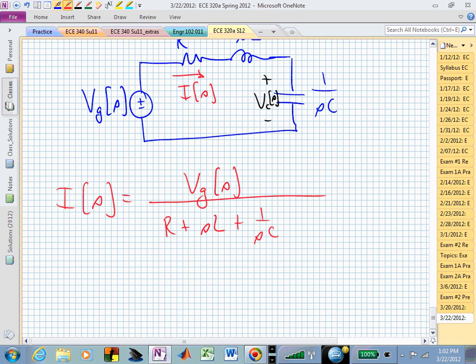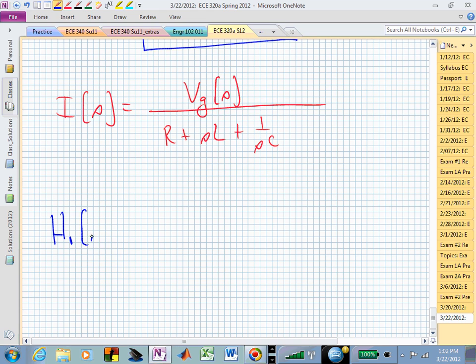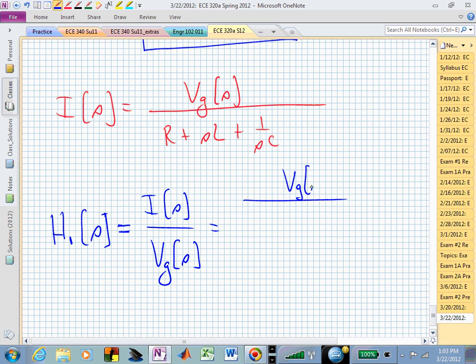Suppose now somebody says, I want a transfer function, H1 of S, and I want my output in that transfer function to be I of S, and I want my input to be V sub G. That's how we defined the transfer function, as the output divided by the input. If we now replace this with what we know, now V sub G of S over R plus SL plus 1 over SC, all over V sub G of S. The other way to do this is actually just to play with the algebra in the red equation and simply solve for I over V, and you'll get exactly the same thing. I'm just being very explicit with how we've defined it. Hopefully in this formulation you can see that the V sub G's cancel.